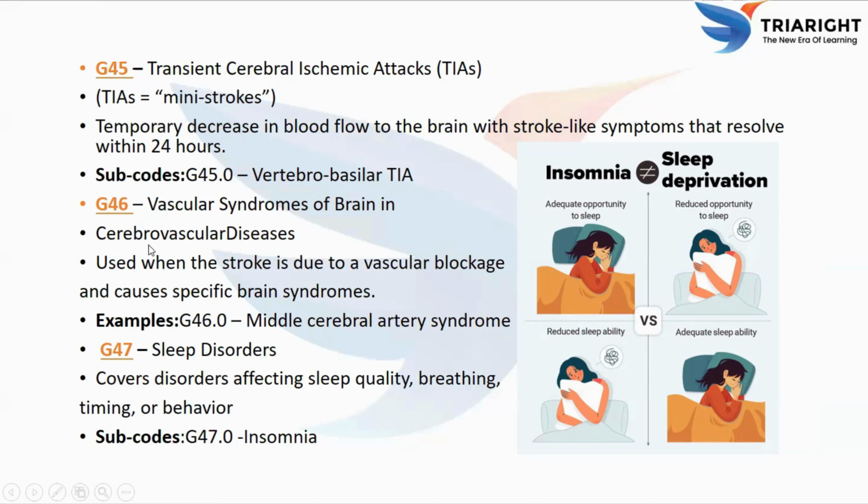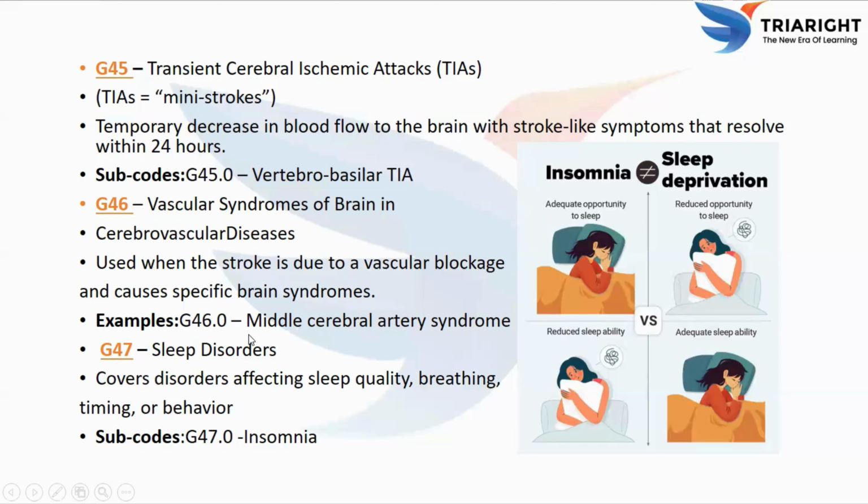And then the next code is G46. So what is G46? It's vascular syndromes of brain in cerebrovascular disease. Whenever a patient is diagnosed with vascular syndromes of brain in cerebrovascular disease, you assign the code G46. These codes are used when a stroke causes a specific brain syndrome due to a vascular blockage. So basically, when a stroke affects a specific artery and produces a specific pattern of symptoms, G46 is used.